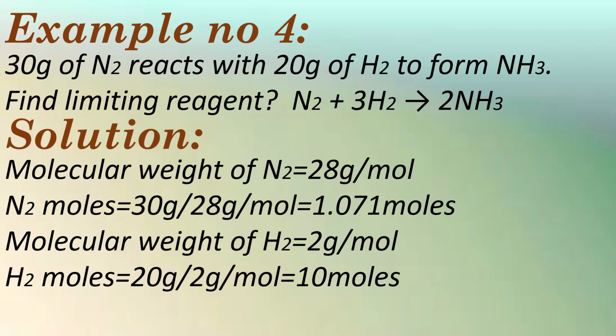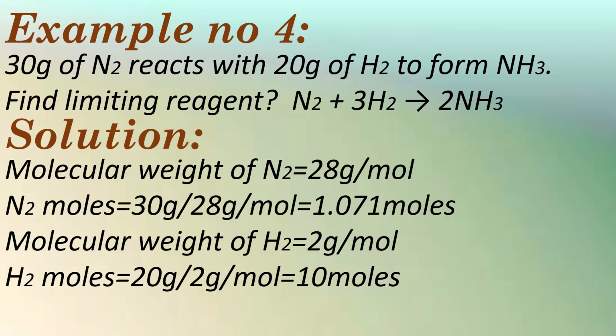First we will calculate the molecular weight of nitrogen. The atomic weight of nitrogen is 14. So 14 plus 14 is equal to 28 gram per mole. We will calculate nitrogen moles. 30 gram is already given, divided by 28 gram per mole. After solving, nitrogen moles are calculated to be 1.071 moles.